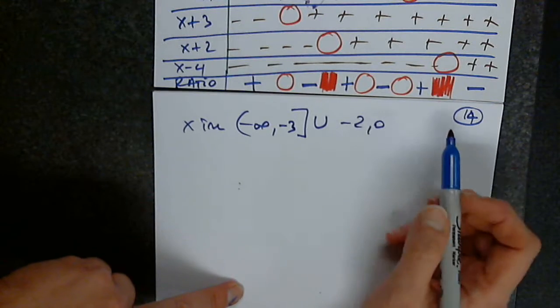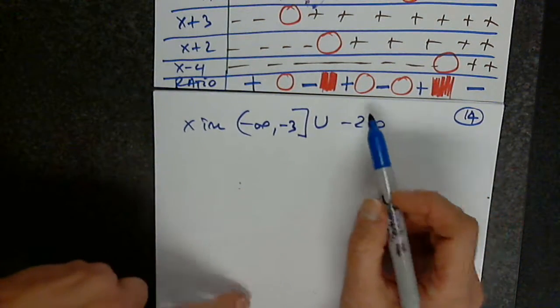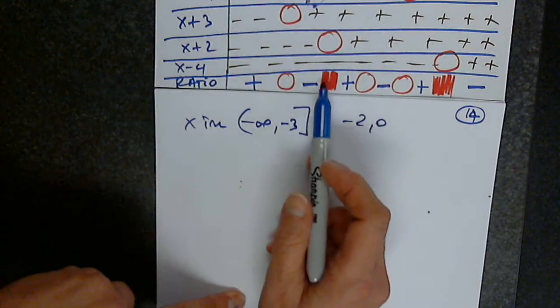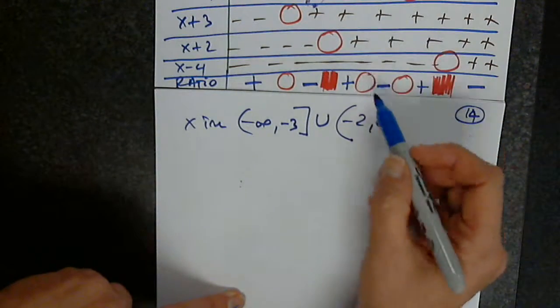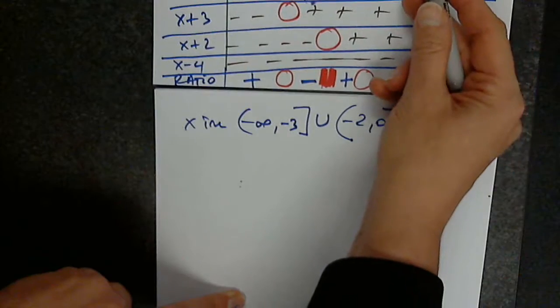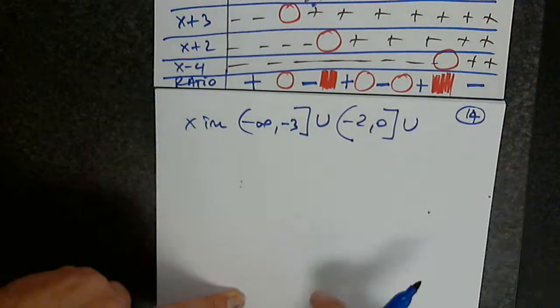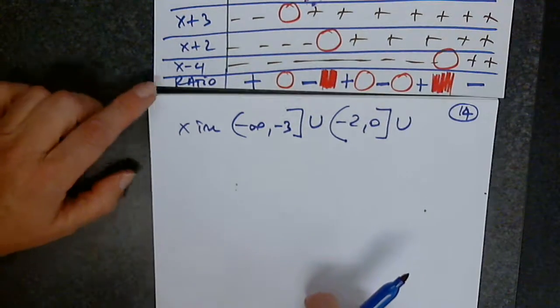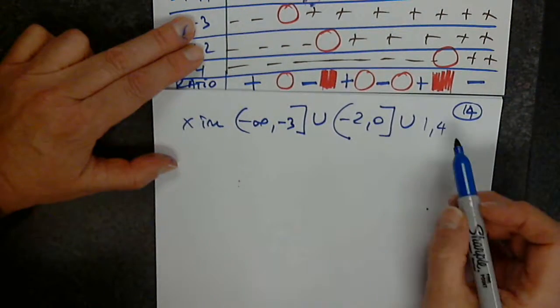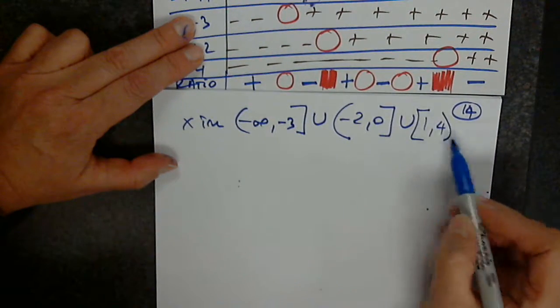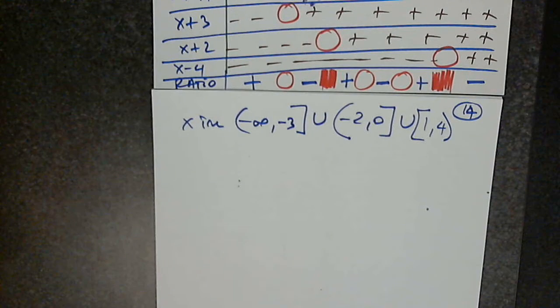Negative 2, 0. Parentheses or brackets? I cannot ever close at negative 2 because it's undefined. So this must be a parenthesis. I must close at 0 because of the equal symbol. Union? 1, 4. And it's a bracket, then a parenthesis. Exactly. Anything else?